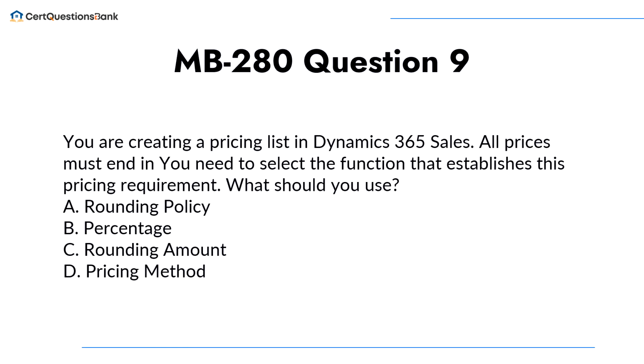You are creating a pricing list in Dynamics 365 Sales. All prices must end in a specific way, and you need to select the function that establishes this pricing requirement. What should you use? A. Rounding policy. B. Percentage. C. Rounding amount. D. Pricing method.